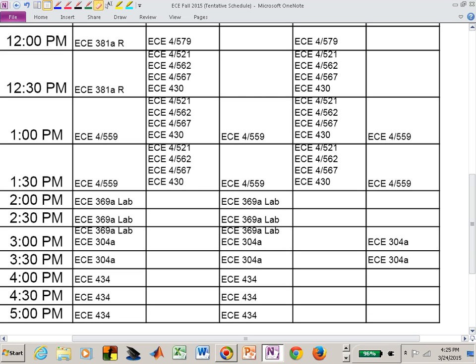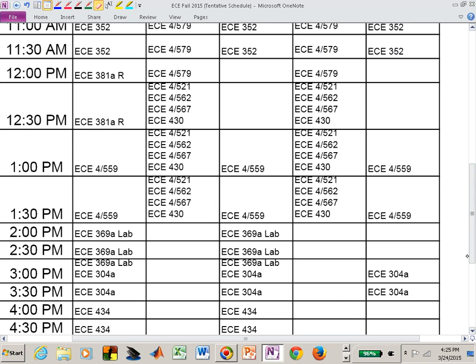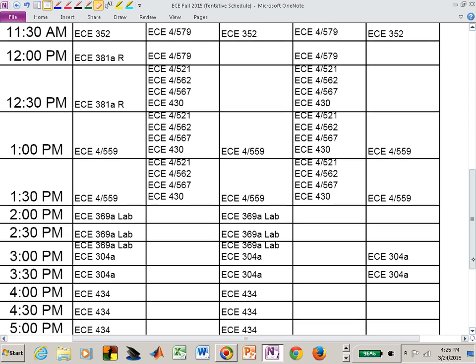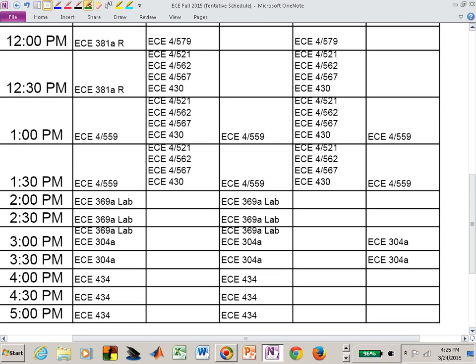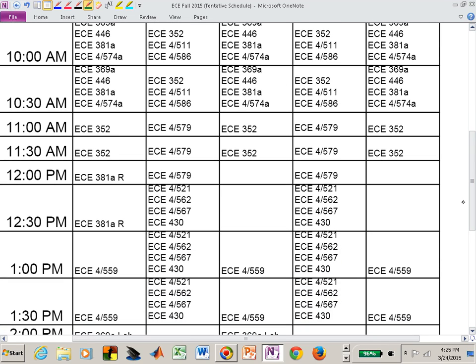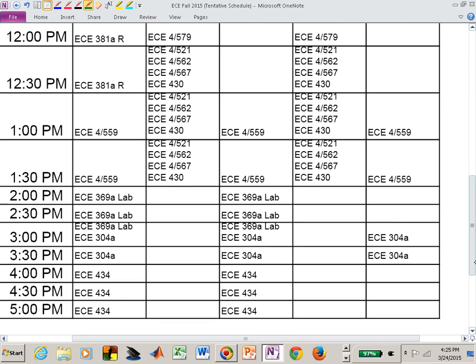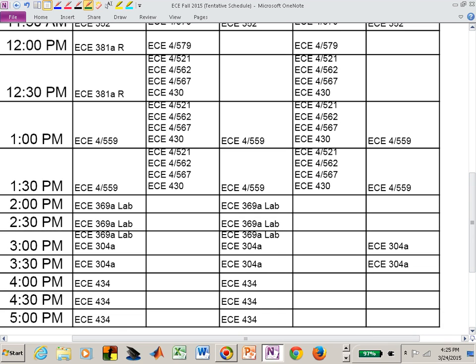Yay! I didn't erase it. So it's at 3 o'clock. I should have known that. 304A is from 3 to 4, and I'm not sure if I've indicated when the labs are. The labs are distributed at various times throughout the day or throughout the week. But that's a 4-unit class. It has 3 units of lecture and 1 unit of lab. That's ECE 304A. Questions on this? That's the fall.